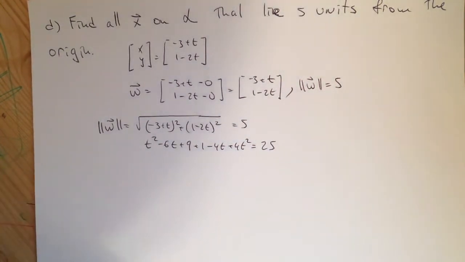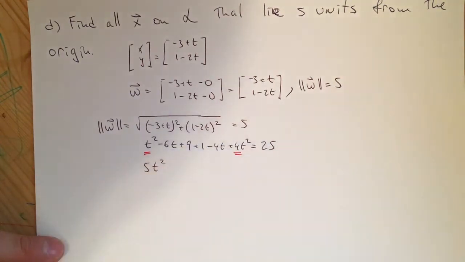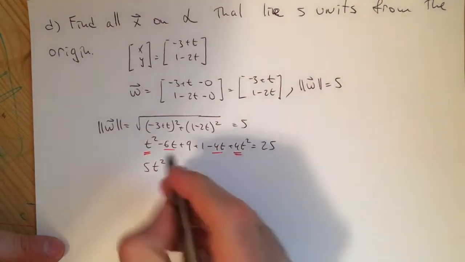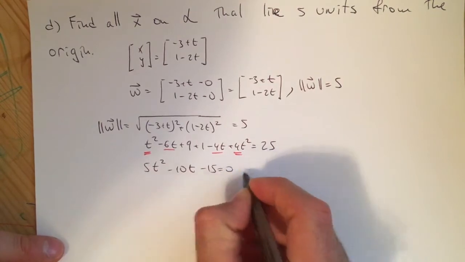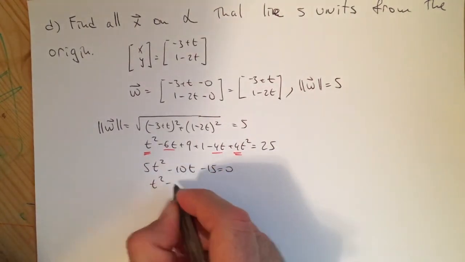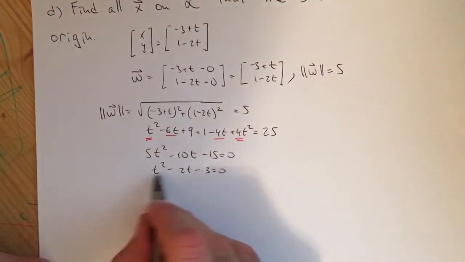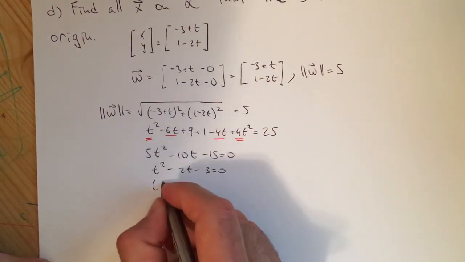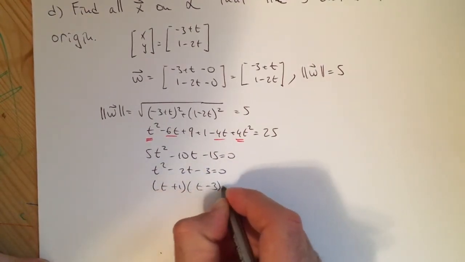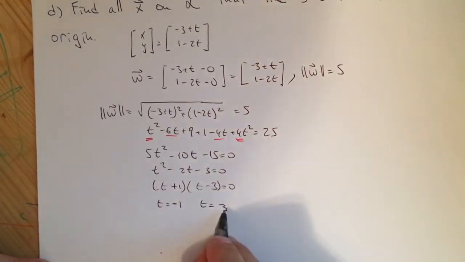Okay, let's express it in a bit nicer form. That's 5t squared. Negative 6 minus 4 is negative 10t, and then 10 minus 25 is negative 15, which is equal to 0. Divide everywhere by 5, you get t squared minus 2t minus 3 is equal to 0. Okay, by inspection here I can see that negative 1 is a zero of this expression. So (t plus 1) times (t minus 3) is equal to 0, and then I get the two values for t. t is either negative 1 or 3.